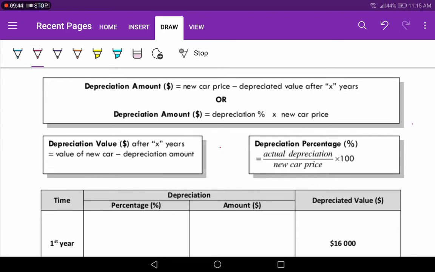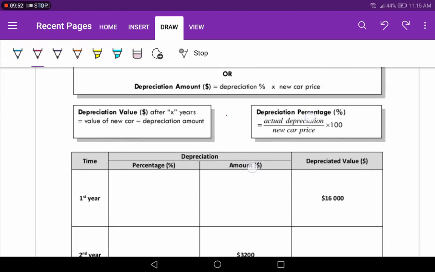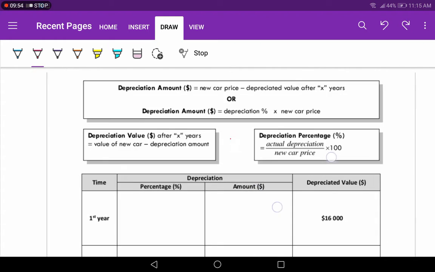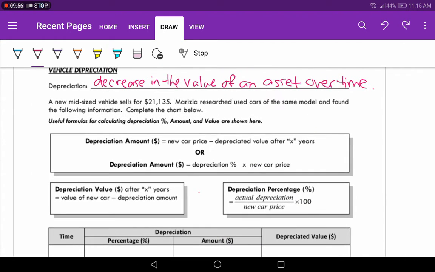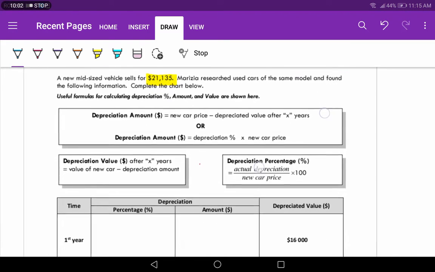So again, I know I'm just explaining those equations, which isn't super helpful. So we're going to actually use them in the examples below. From the information up here, all we really need to know is that the car sells for $21,135.